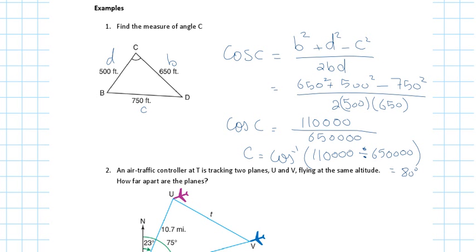Now remember that always your greatest angle is going to be across from your greatest side. Okay? So basically, if I look at this triangle, I know that angle C should be the biggest angle, because it's across from the biggest side. Right? So that's a good way to check your answer.